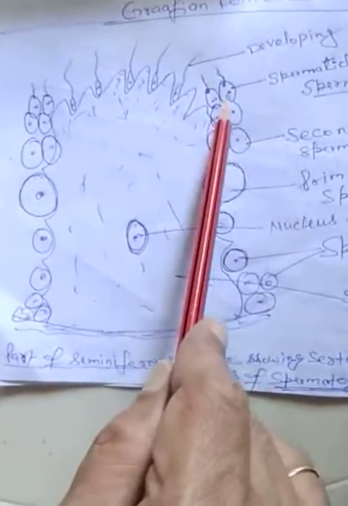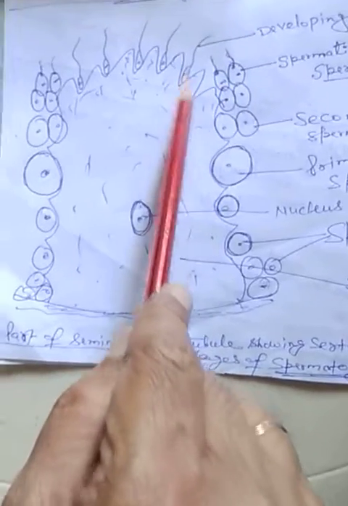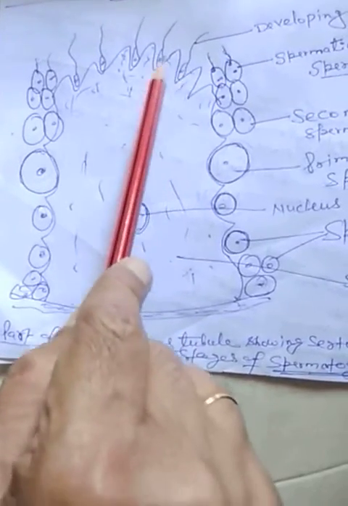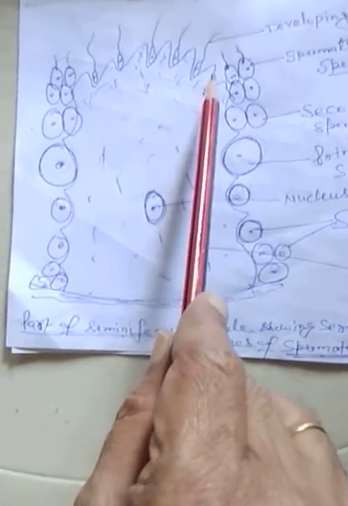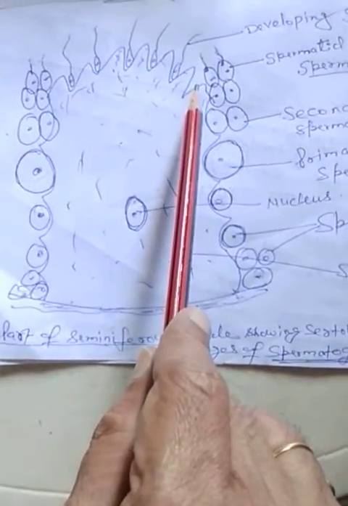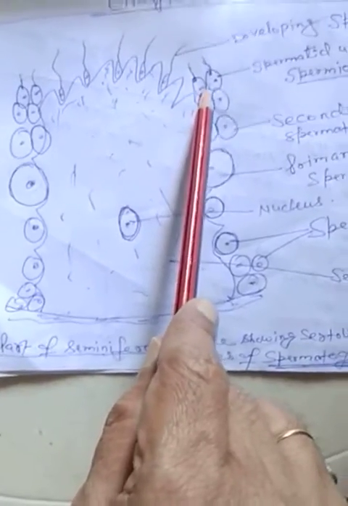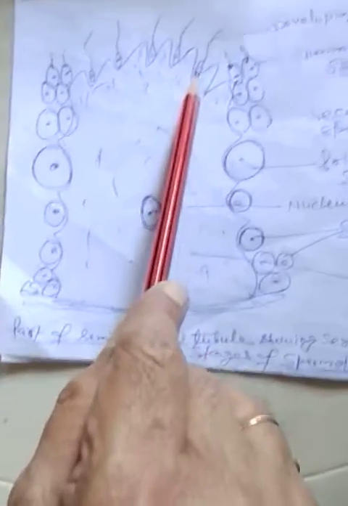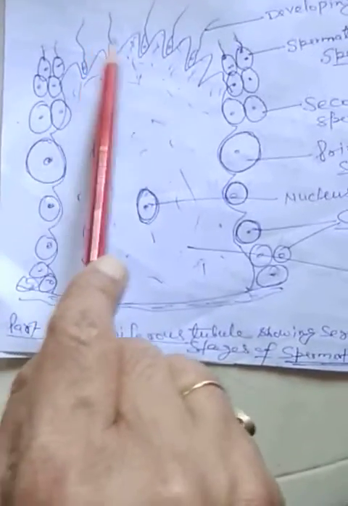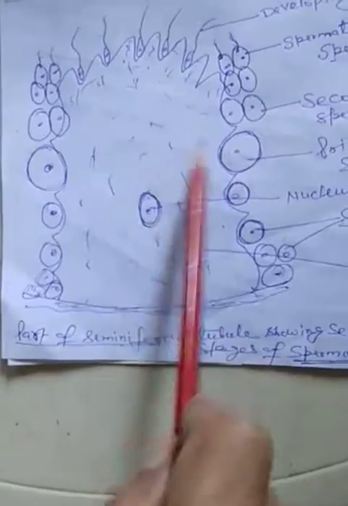But for this differentiation, the head of these spermatids must be connected with the Sertoli cells, because Sertoli cells provide nourishment as well as produce the spermatogenic factors that are responsible for changing the spermatids into spermatozoa. So the head of these spermatids must be attached to the Sertoli cells. So there are many functions of the Sertoli cells.